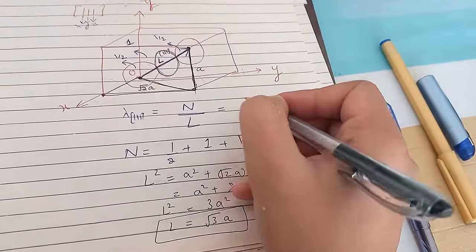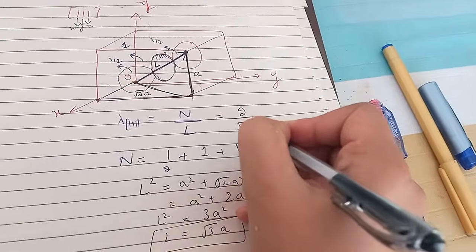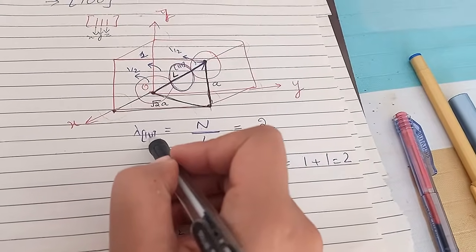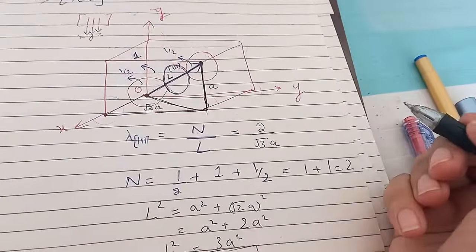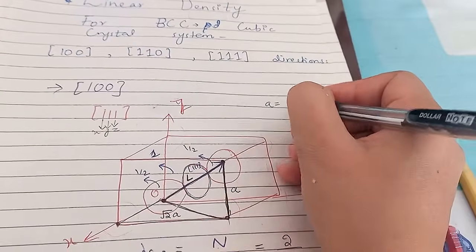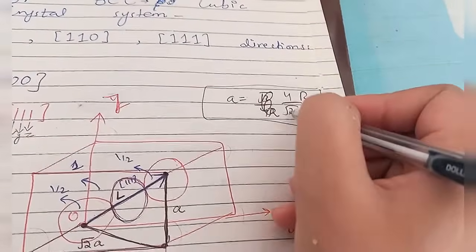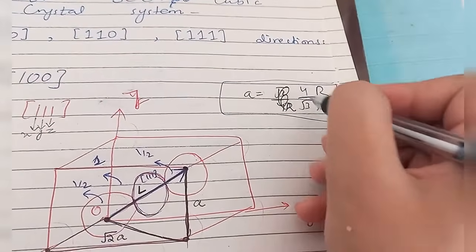So we'll put the value of capital N and L right there, which is 2 divided by under root 3a. This is the linear density for the BCC crystal system in the 111 direction in terms of lattice parameter. And after putting the value, a equals 4 by under root 3 capital R.